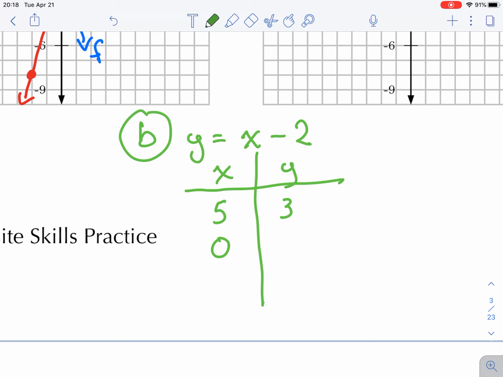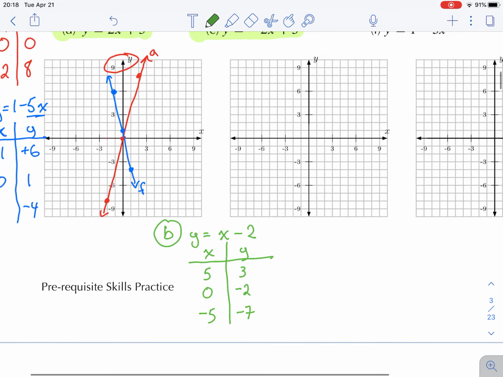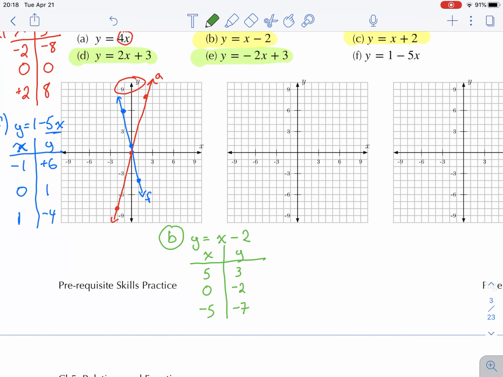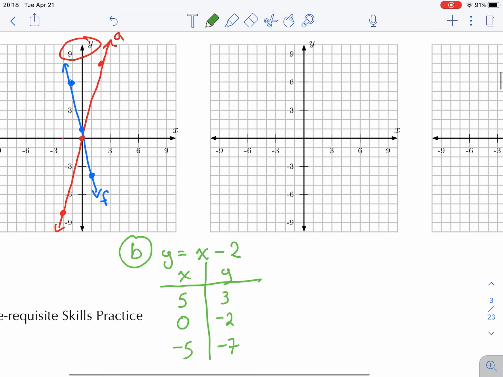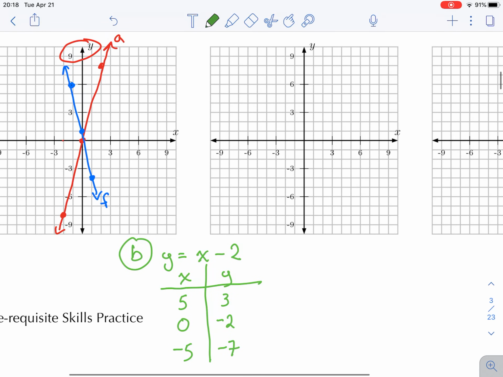If x is equal to 5, 5 minus 2, y is equal to 3. If x is equal to 0, y is equal to minus 2. If x is equal to minus 5, y is equal to minus 7. I just like to keep my x values spaced out evenly. Now I go to graph, letter B. I start at 5 and 3, 5 and 3. 0 and minus 2. And negative 5 and negative 7 right there.